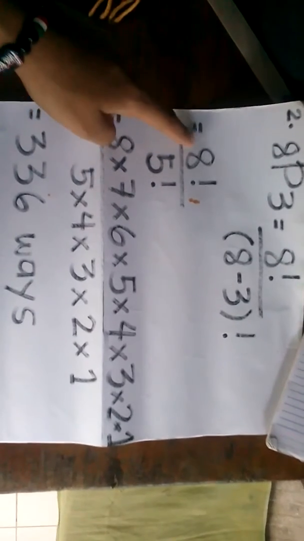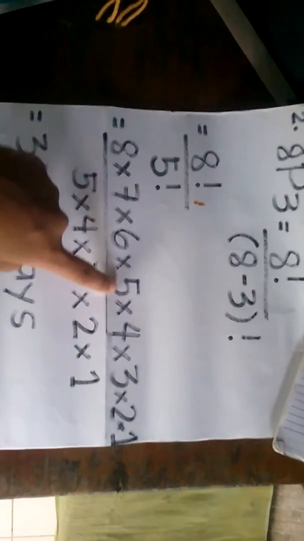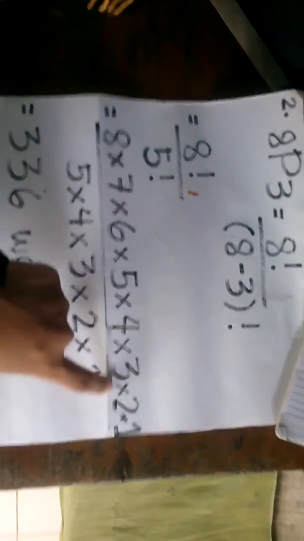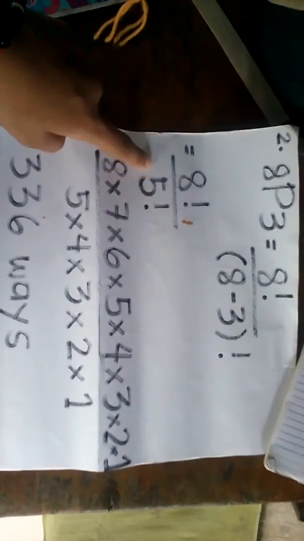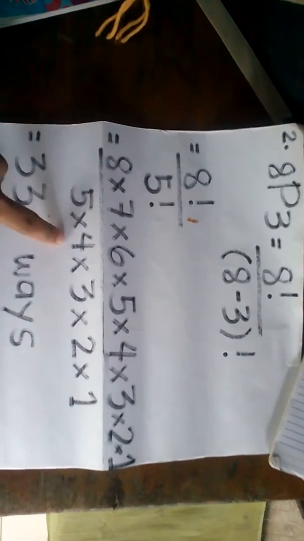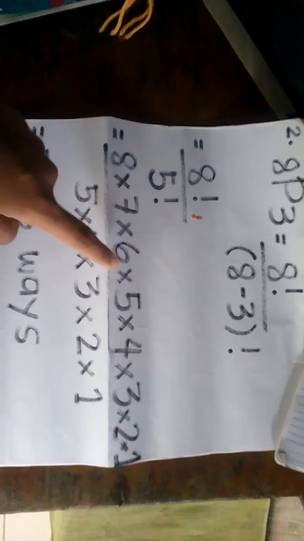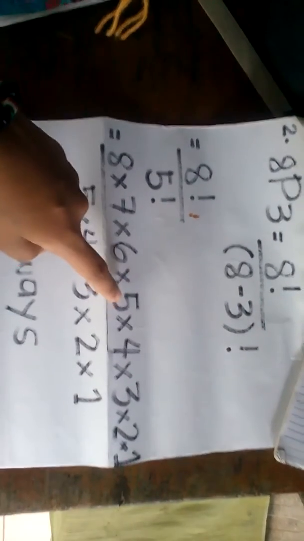I-factor natin yung 8, magiging 8 times 7 times 6 times 5 times 4 times 3 times 2 times 1, over, i-factor natin yung 5, 5 times 4 times 3 times 2 times 1. So, magkapareha itong 5 hanggang 1. So, i-cancel natin siya.